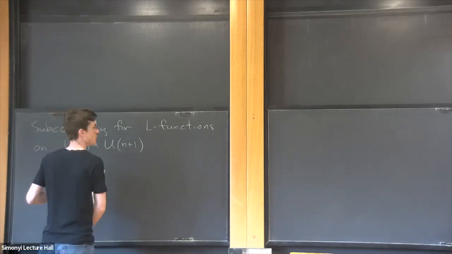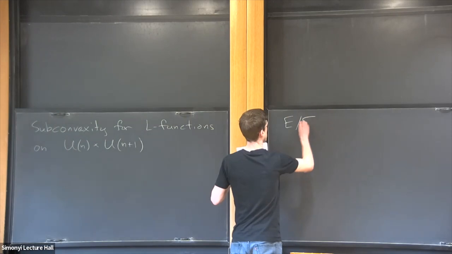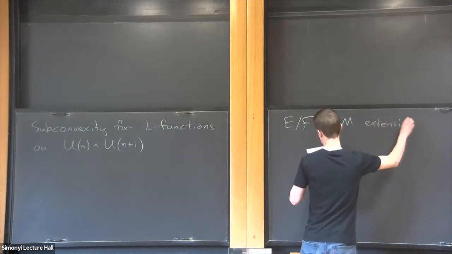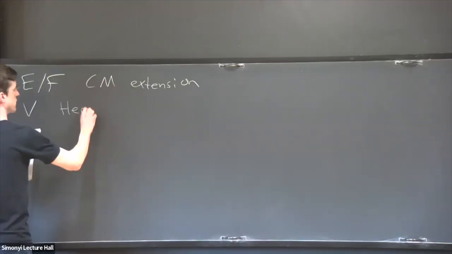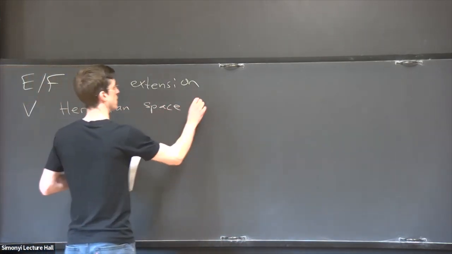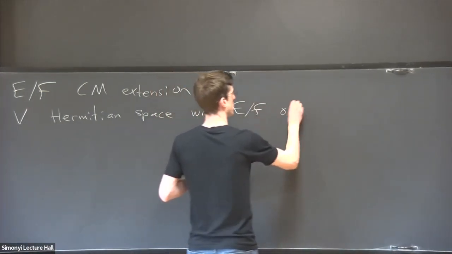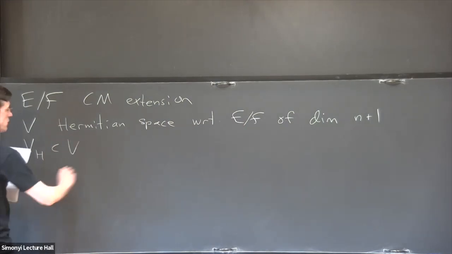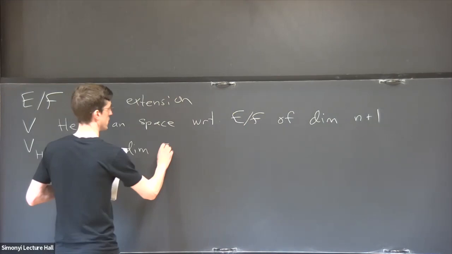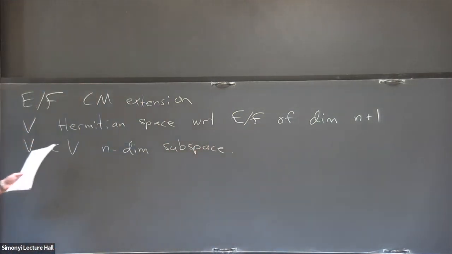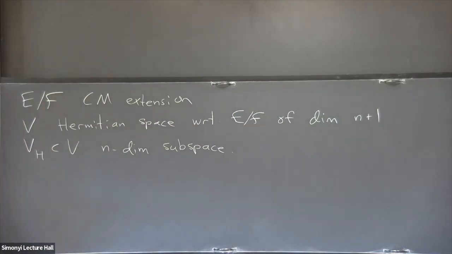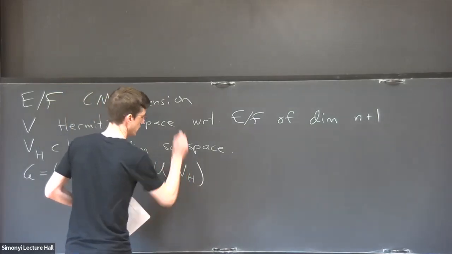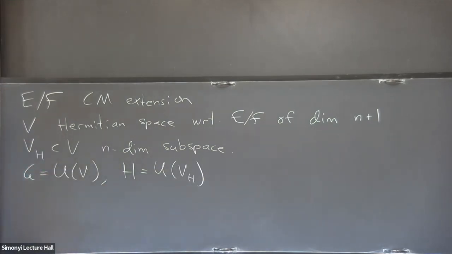Okay, so let's introduce some notation. We're going to be working with a CM extension of number fields, E over F. V will be a Hermitian space with respect to E over F, of dimension n plus 1. The H in V will be a codimension 1 subspace. And so associated to these two Hermitian spaces, we have unitary groups, so G will be the unitary group of V, H will be the unitary group of H. So these two form a Gan-Gross-Prasad pair.